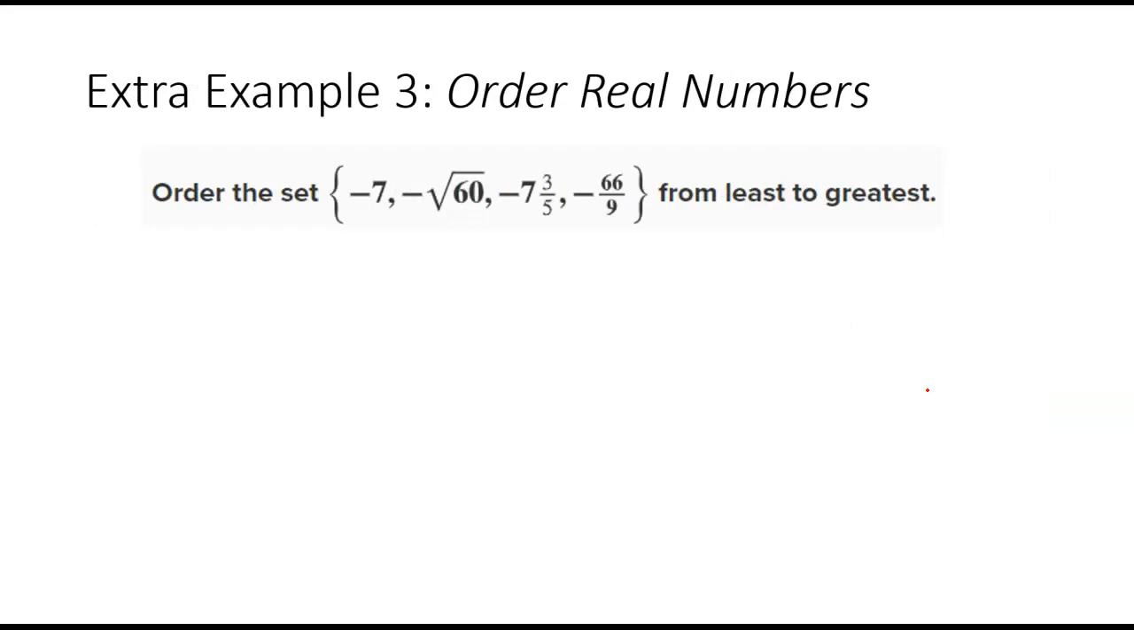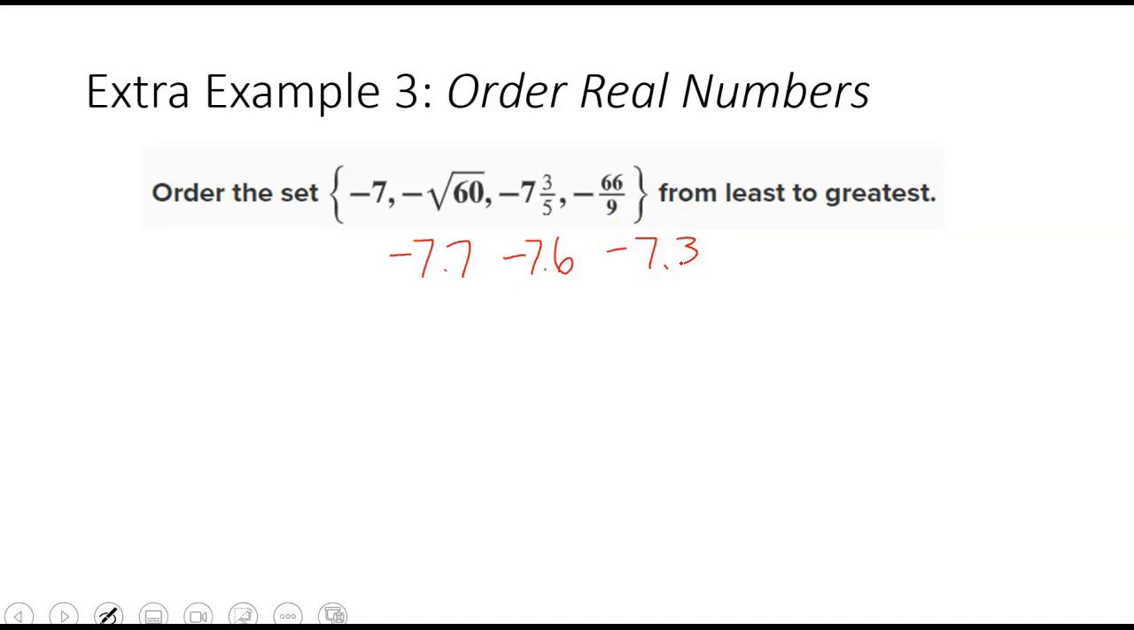So if we want to order this set from least to greatest, these are negative numbers now, so be careful here. This is, as a decimal, negative 7.7. This would be negative 7.6. 3 divided by 5 is 0.6. And 66 over 9 is negative 7.3 repeating, but I'll round that to negative 7.3.